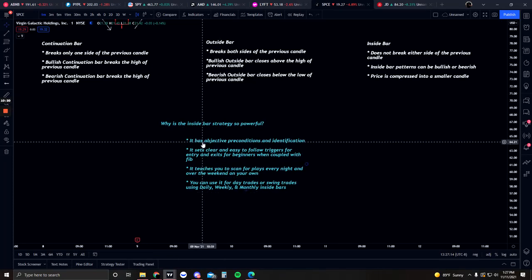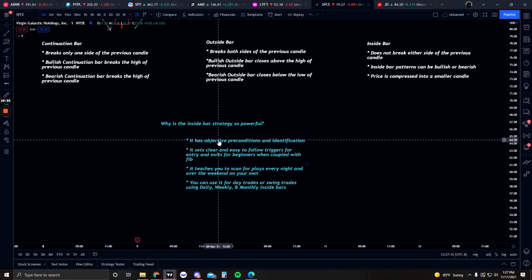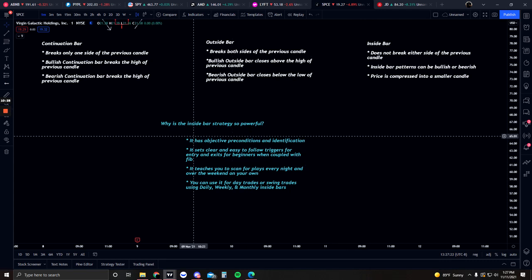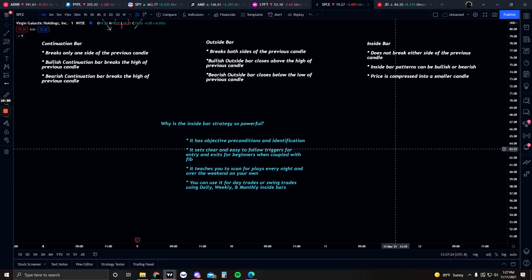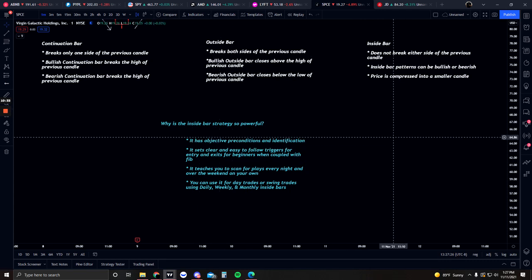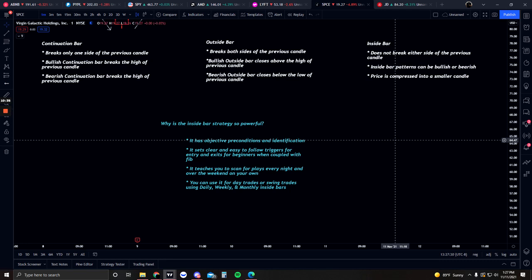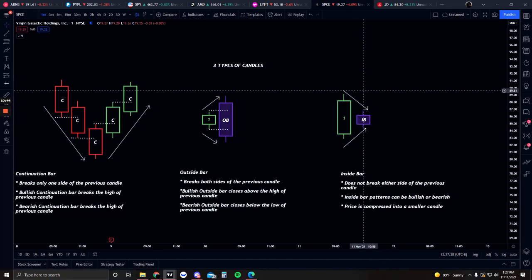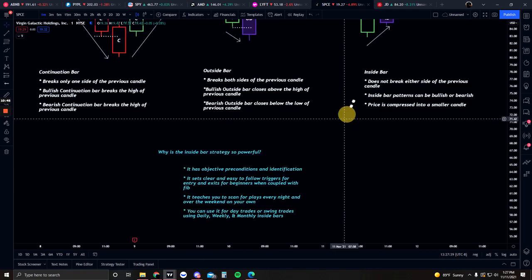It has an objective preconditions and identification. Bunch of big words, blah, blah, blah. Simply put, objective meaning you don't have to wonder if it's an inside bar or not. It either is an inside bar or it isn't. You don't have to ask somebody, does this look like an inside bar? The price either broke the high or low of the day or it didn't, right?